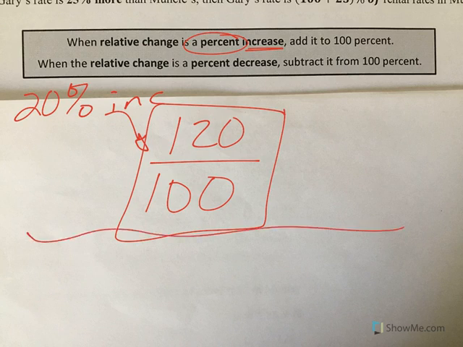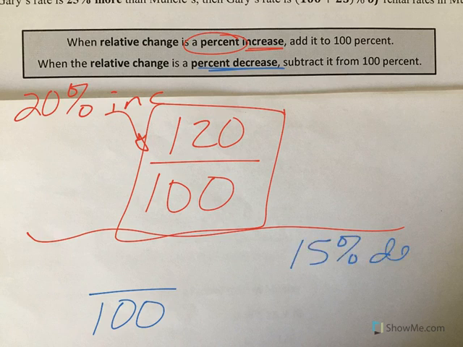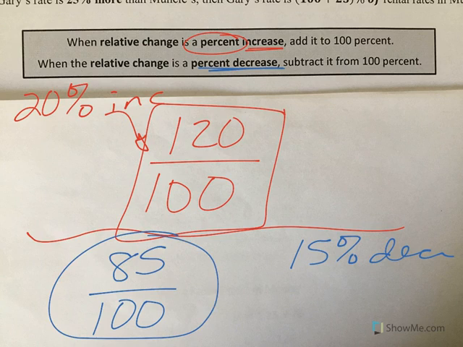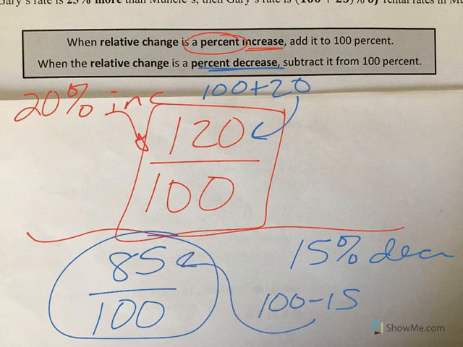Percent increase. If we're talking about percent decrease, well, 100 is still our reference. So if I said there was a 15% decrease, that would give me an 85 over 100. With an increase, you add to 100 to get the numerator. With a decrease, you subtract from 100 to get the numerator. And that allows you then to write a proportion and do some yippity-yippity math, right?